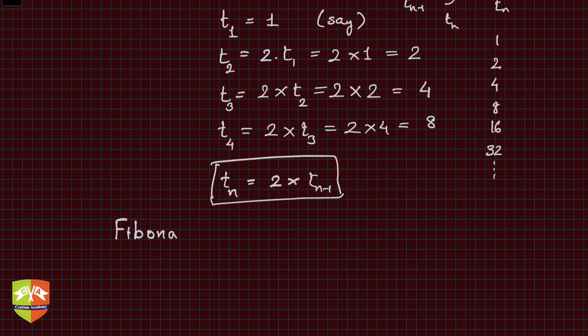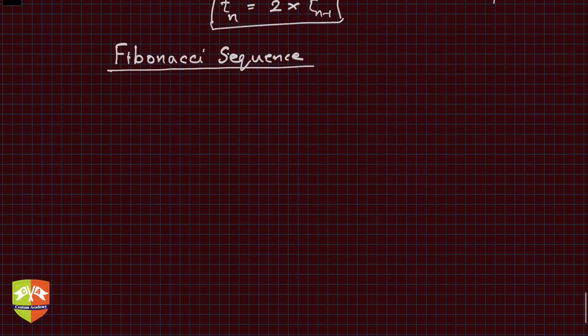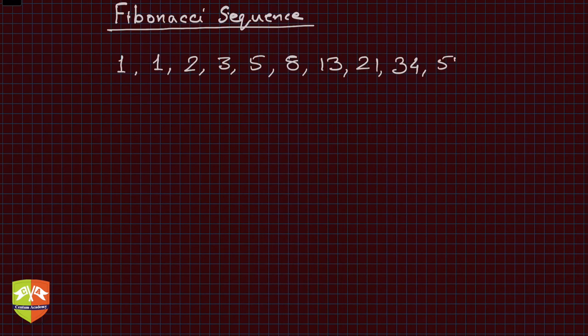Fibonacci sequence. It's around 1000 AD or 1100 AD, around that time, this Italian mathematician Fibonacci came up with this kind of series, one sequence, and then 5, and then 8, 13, 21, 34, 55, 89, and so on and so forth.